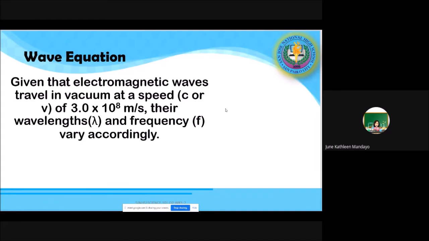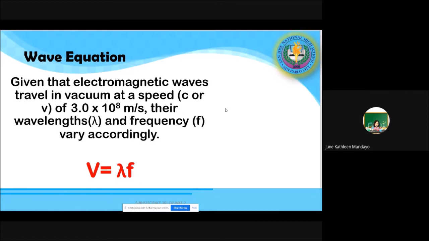In that case, what changes? Given a constant speed of 3.0 times 10 to the 8 meters per second, its wavelength and frequency vary. So we have here an equation: v is equal to lambda times f. So v, of course, is your speed.